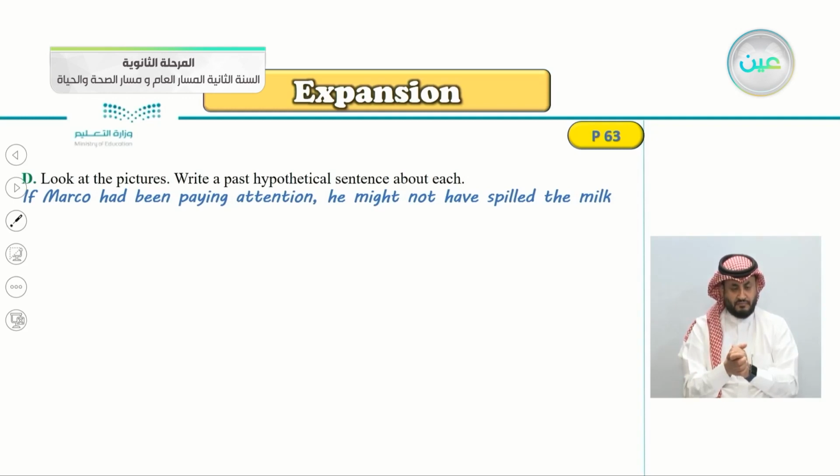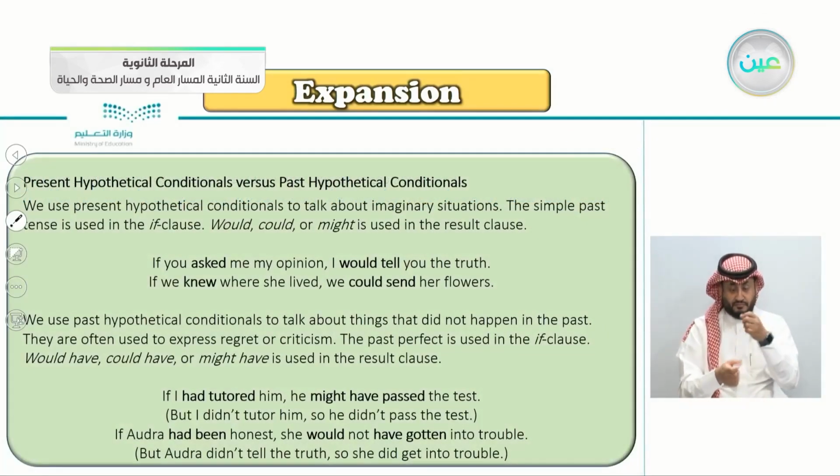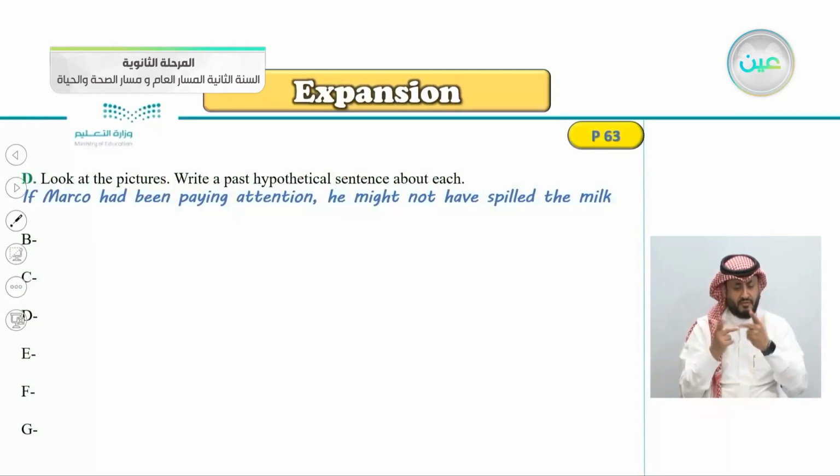So look at the pictures again, write a past hypothetical sentence about each one. And if you remember, this is the past hypothetical conditional here. We use the past hypothetical conditional about things that did not happen. And the form in the if clause, we use the past perfect in the if clause, and we use would have, could have, or might have in the result clause. So picture number B, what do we say here?